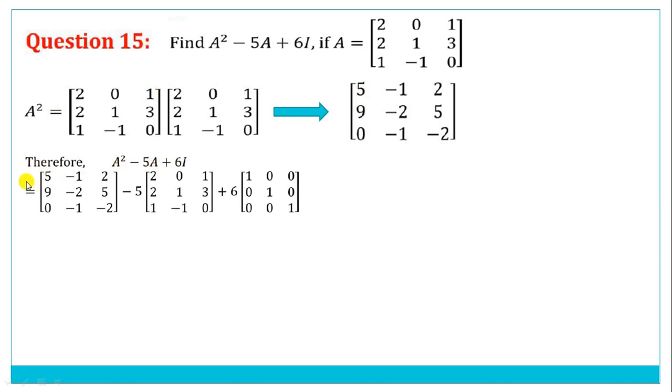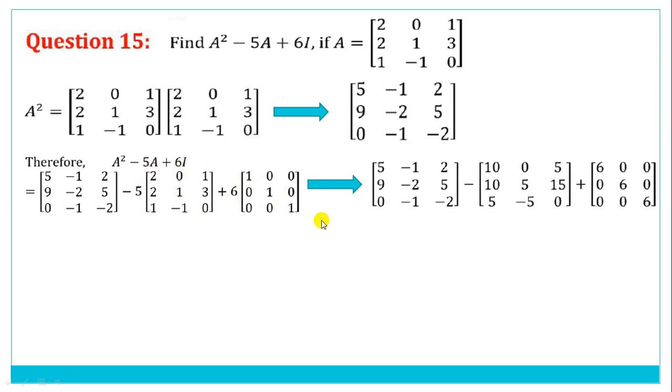A squared minus 5A plus 6I. So this is the A squared, minus 5 multiplied by this A, plus 6I. I is the identity matrix, and since we are subtracting and adding, we have to make sure the identity matrix is of the same order as this and this. Since the order of both of these is 3 by 3, the order of the identity matrix will also be 3 by 3. So, multiplying each element with 5, multiplying each element with 6, this remains unchanged, and this is what I'll get. A squared minus 5A plus 6I.